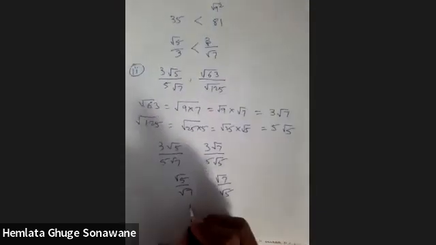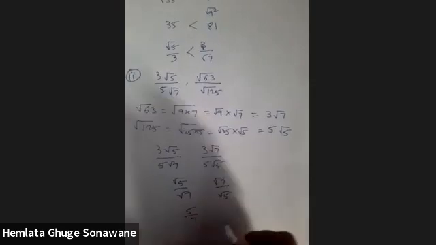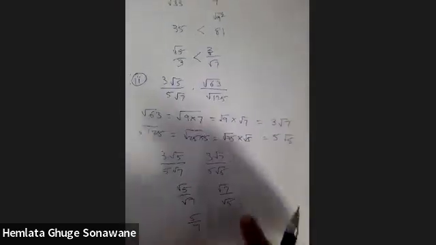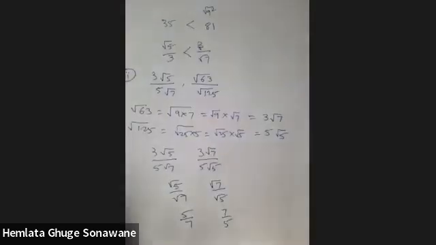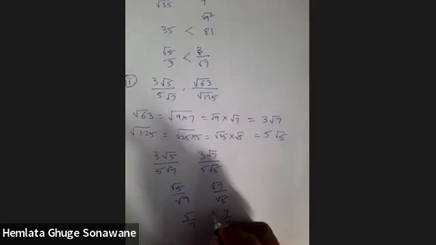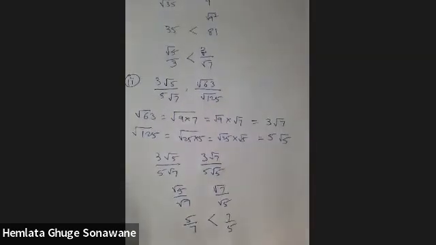If we square these numbers, then what will happen? 5 upon 7 and 7 upon 5. Now we have to compare these numbers easily. So which number is bigger? 7 upon 5. So we'll mark it like this.